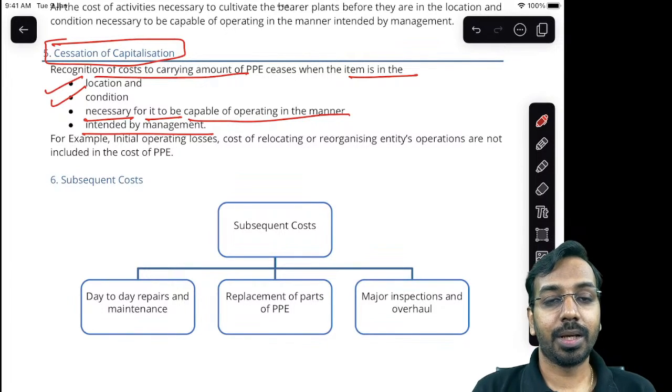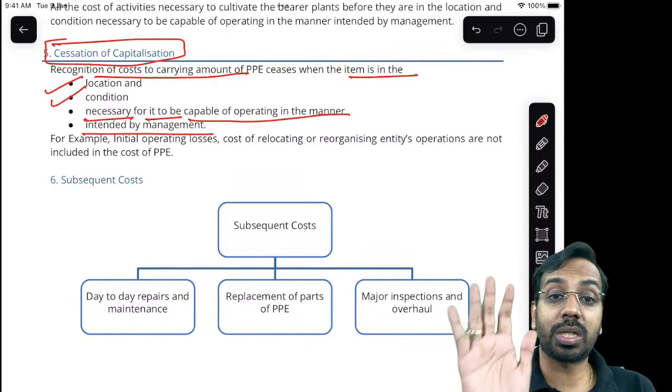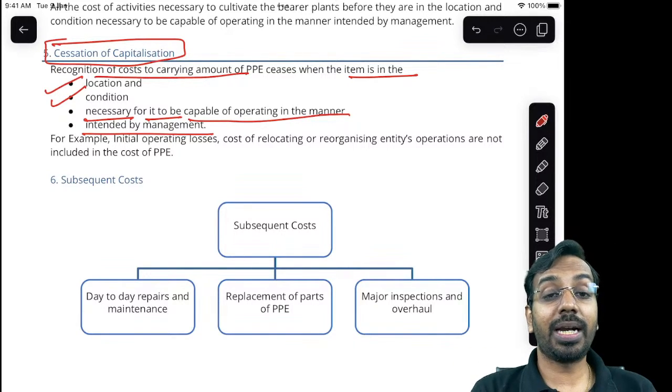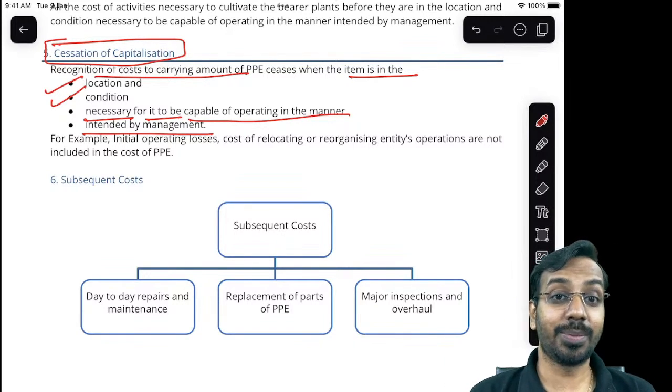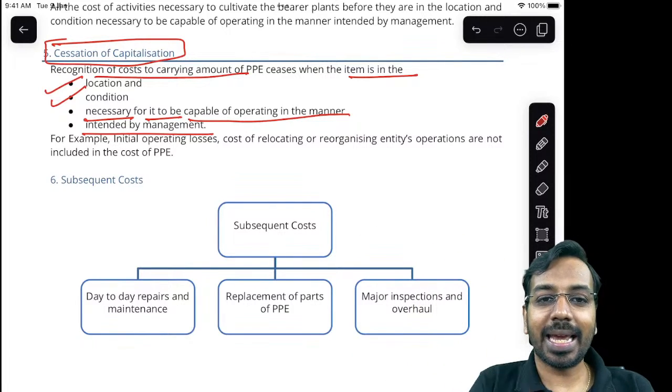Okay. Now, I got it, I installed it. Cost of installation also I will add. Subsequently, I did not like the location of the AC where it is being installed. I uninstalled it and again I installed it.